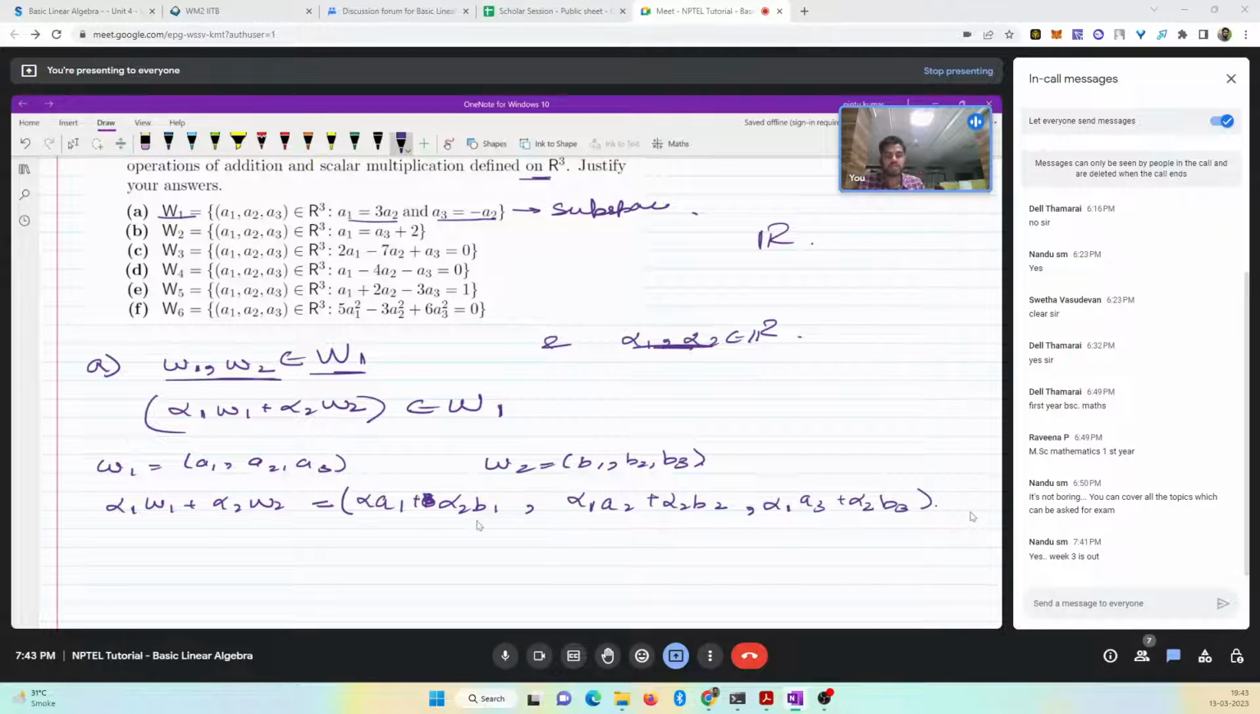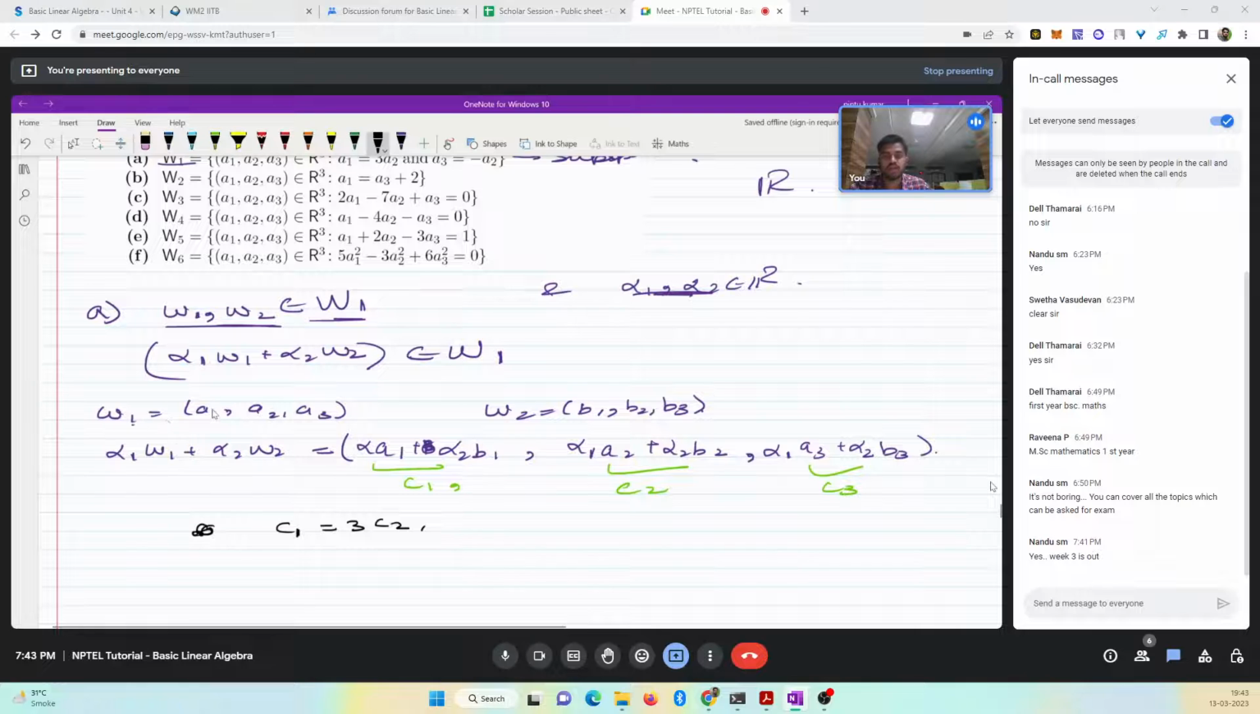Now we need to check, let's say we call these elements C1, C2 and C3. We need to check whether C1, C2, C3 satisfies the condition that we are given. Now the first condition is that A1 should be equal to 3 times A2. That is, in our notation, C1 should be equal to 3 times C2.